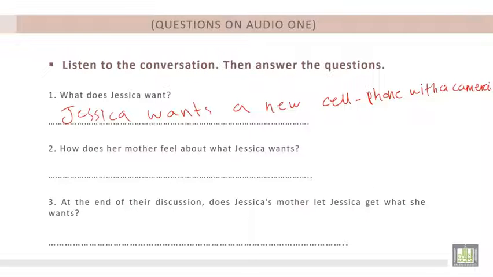2. How does her mother feel about what Jessica wants? According to the audio track, Jessica's mother was unsatisfied.